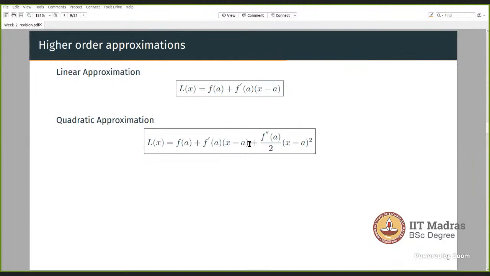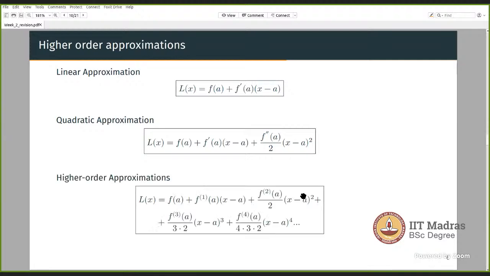have one more term added to the equation, and this term consists of the second order derivative of the function, which is f double prime a divided by 2 factorial, multiplied by (x minus a) squared. Okay, now how did we get this? So moving on, you can also have a third order approximation, fourth order approximation, and so on.